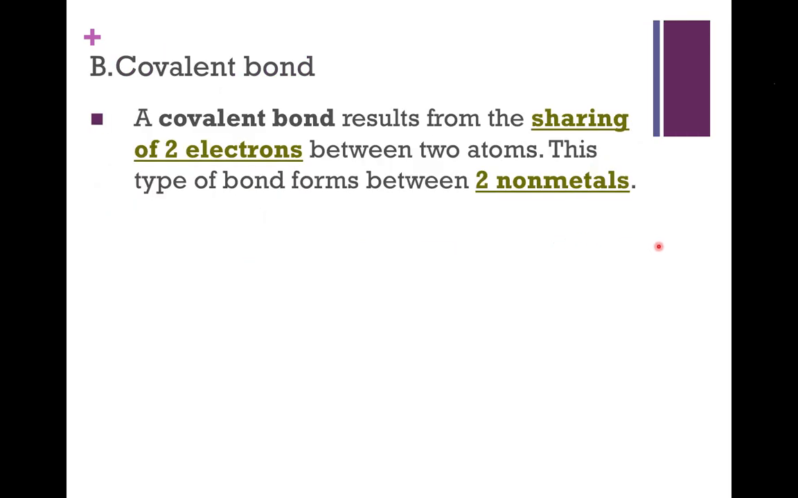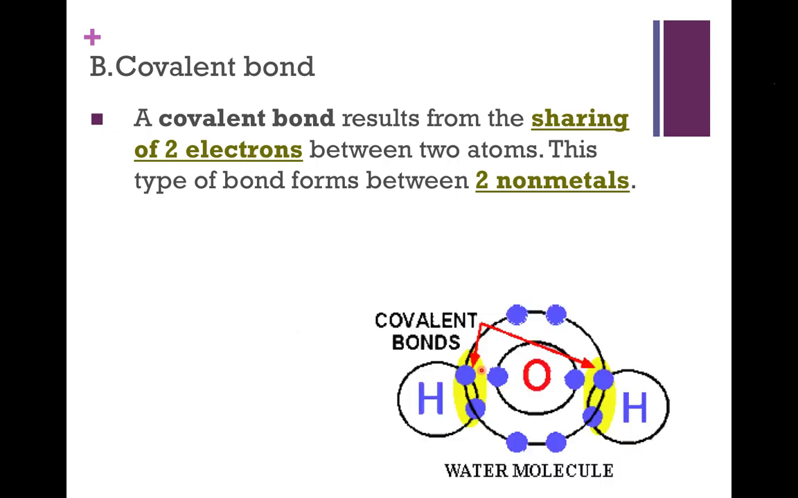Now, a covalent bond results from the sharing of 2 electrons between 2 atoms. This type of bond forms between 2 nonmetals. So the sharing of 2 electrons, what happens is one atom will contribute 1 electron, and then the other atom will contribute another electron, and so now they have 2 electrons kind of stuck in the middle, and that means that these 2 electrons here are the chemical bond.